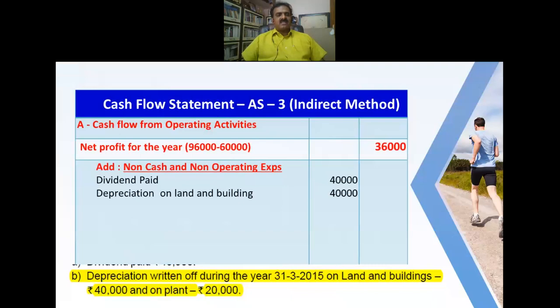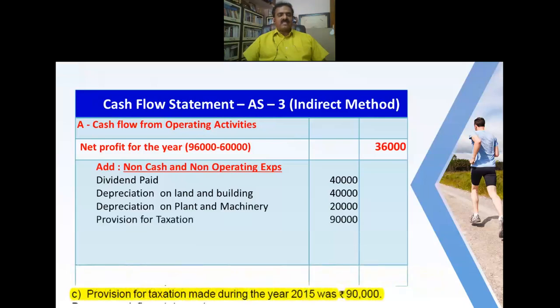Second, there are two ledger accounts you have prepared pertaining to land and building and plant and machinery, that is depreciation. So, depreciation on land and building is 40,000 rupees, it is clearly given in the adjustment, and one more depreciation on plant and machinery, that is 20,000 rupees. Both are expenses that are added back to this net profit for the year. And next, we have prepared the provision for taxation. The taxation made during the year that is given in the question as the adjustment, that is 90,000, is also taken. Next come to any special items and working capital items.